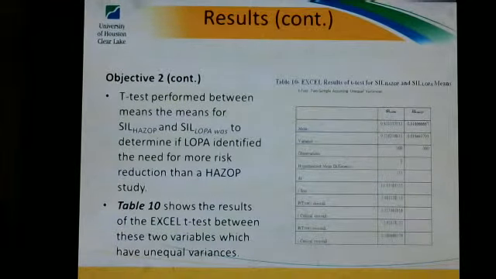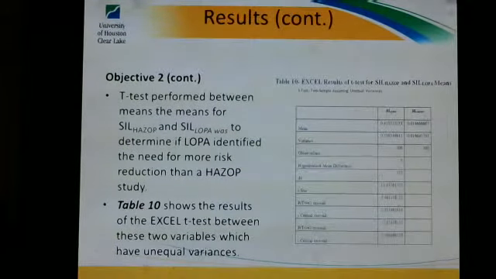As you can see in table 10, the value for the t-stat is 13.44, which is much greater than the t-critical of 2.4 for a one-tail test.